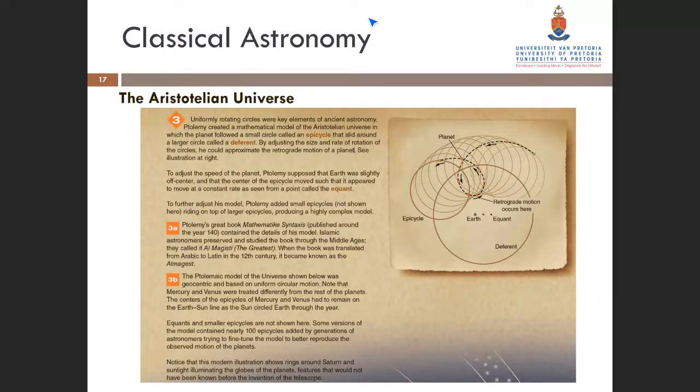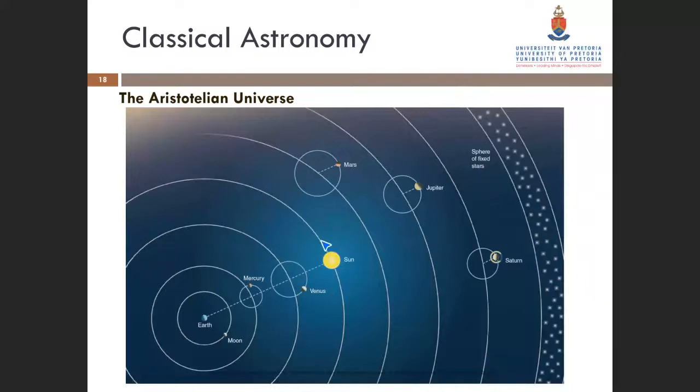Notice that this modern illustration shows rings around Saturn and sunlight illuminating the globes of the planets, features that would not have been known before the invention of the telescope. So from the Aristotelian universe, this is the model they came up with.